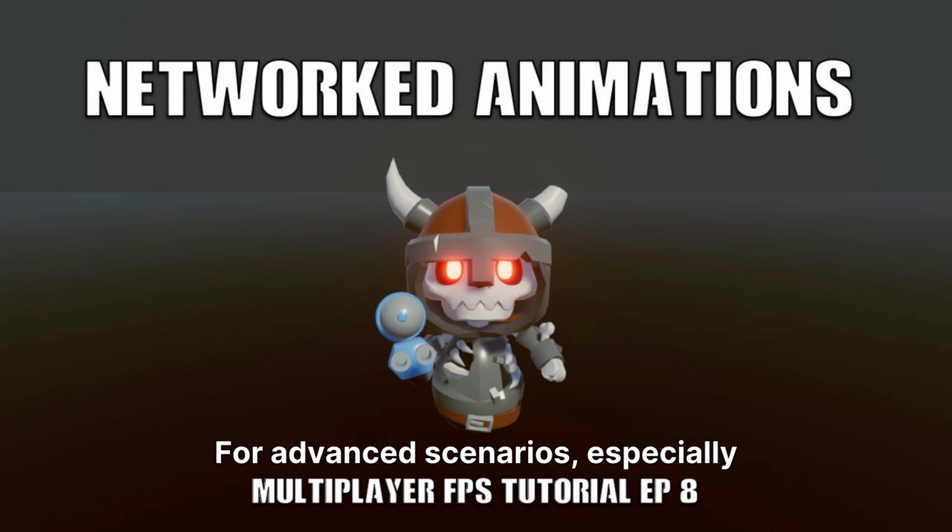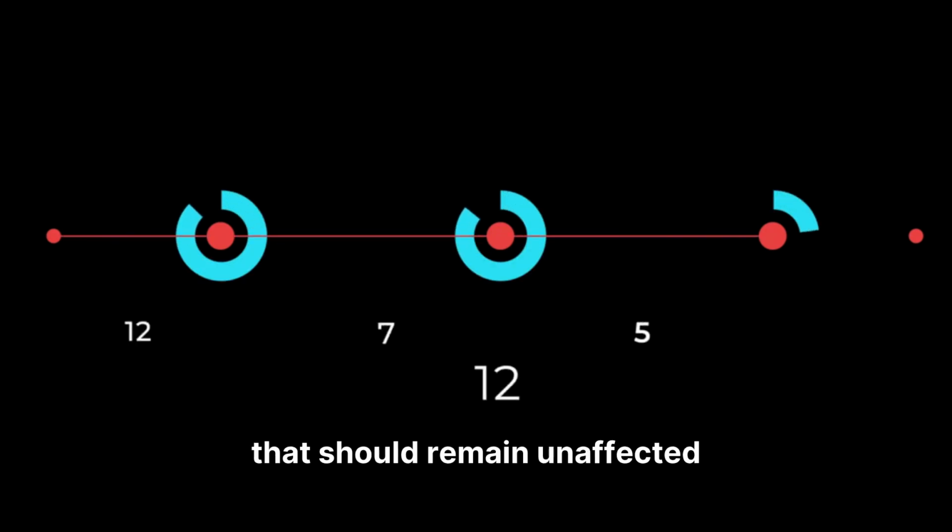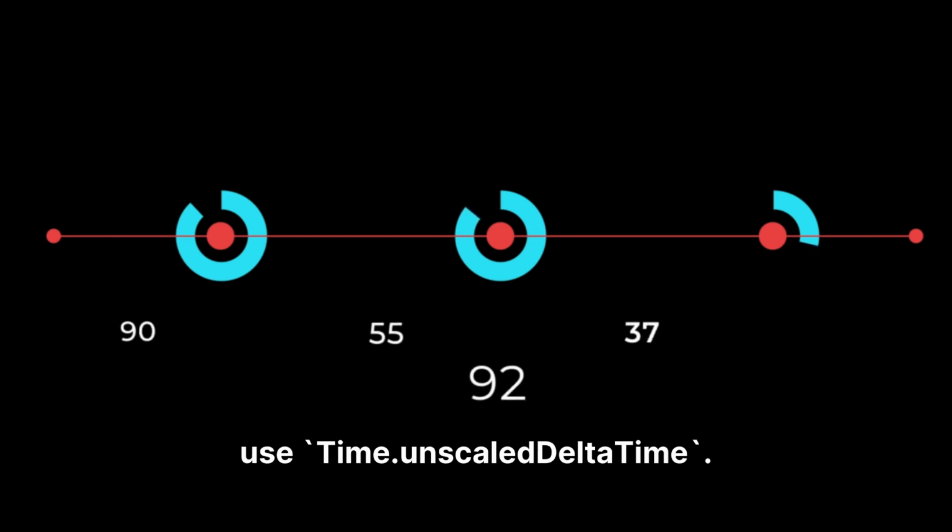For advanced scenarios, especially in multiplayer games, it's crucial to synchronize delta time assumptions across all clients to maintain consistent game state. Additionally, for UI elements that should remain unaffected by Time.timeScale, always use Time.unscaledDeltaTime.